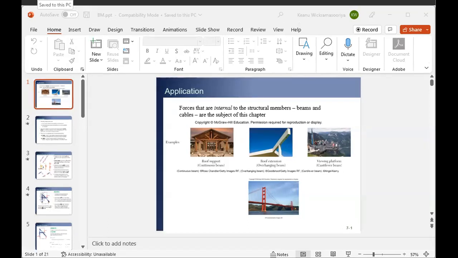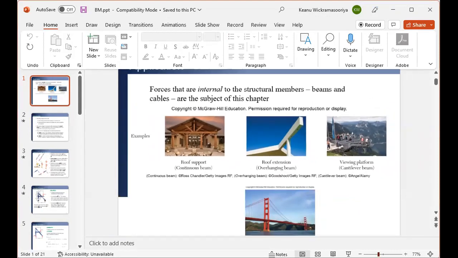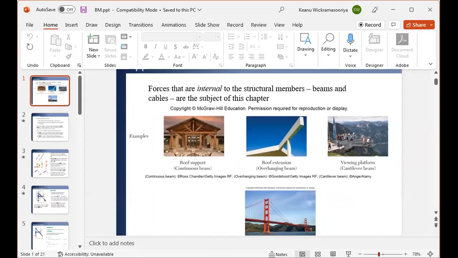Can you see the screen again? I start recording. Can anyone confirm? Yes, sir. You can hear me and you can see the slides? Right? So this is what we are talking about.